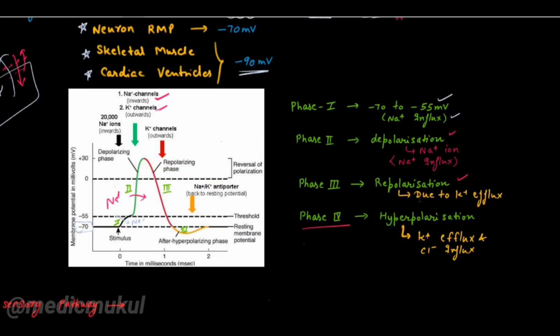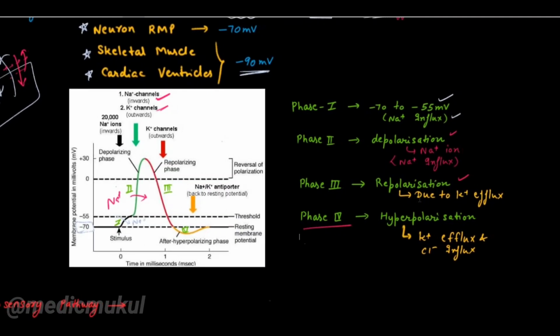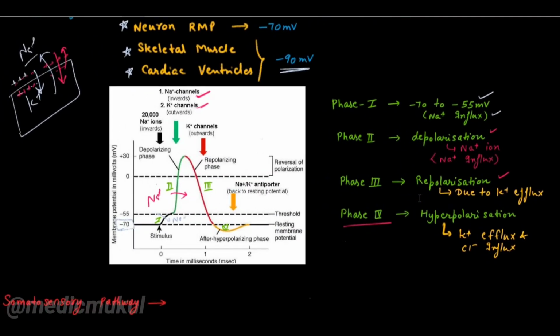Due to that, potassium will not be able to close. So that's why potassium efflux will occur and chloride will influx, which decreases the potential from minus 70 to minus 90 millivolt, and that we call hyperpolarization. So which ions are responsible for hyperpolarization? Potassium efflux and chloride influx. Okay, so this is what we have about membrane potential.